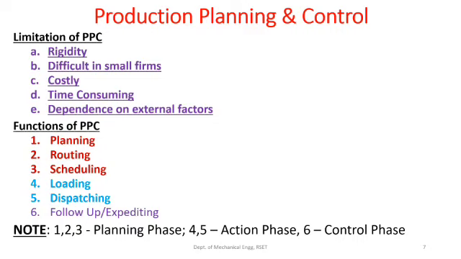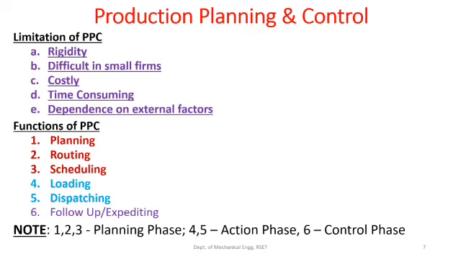So its dependence upon external factors is also one major limiting factor for PPC. Now, the major functions of production planning and control are six. They are divided into six different functions. The first is planning, the second one is routing, the third one is scheduling, the fourth one is loading, the fifth one is dispatching, and the sixth and the final function is follow up or expediting.